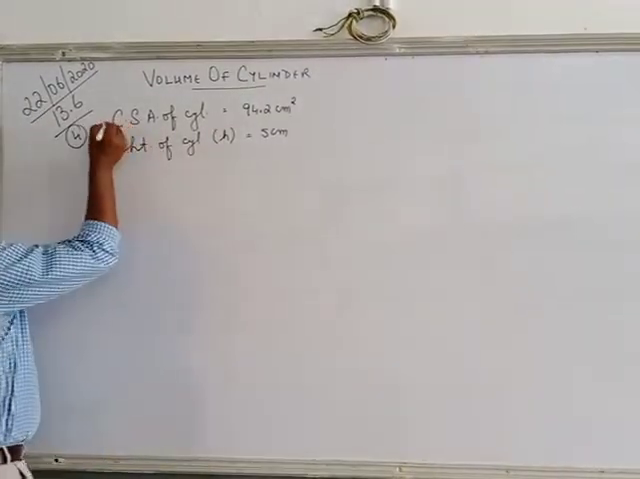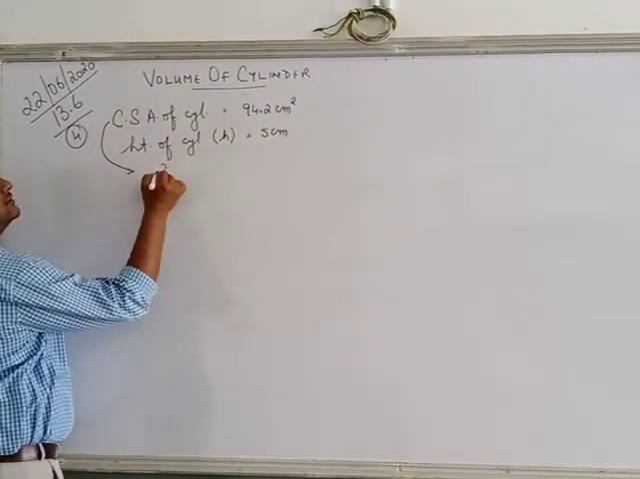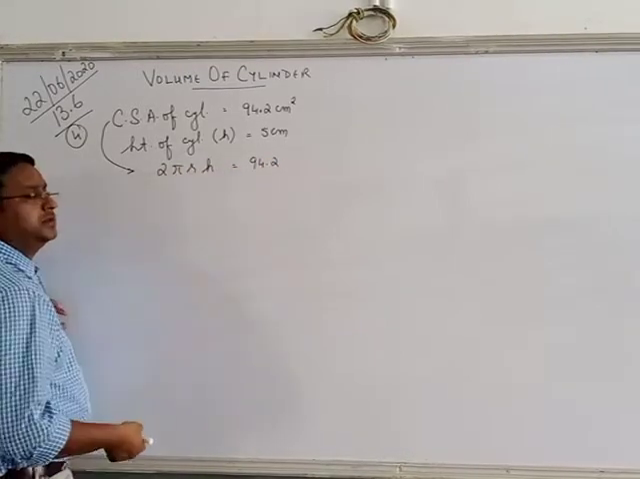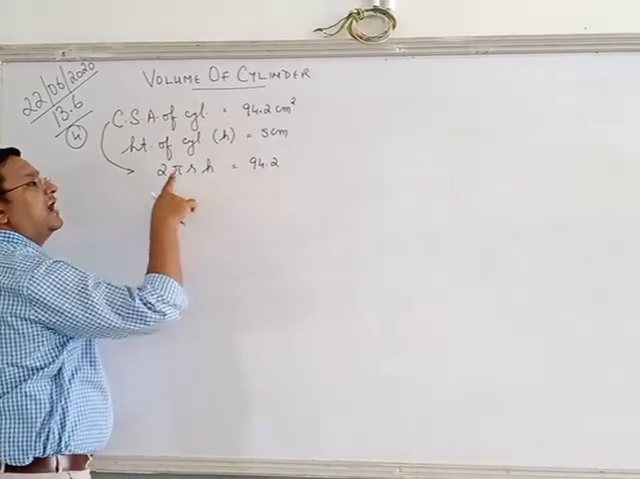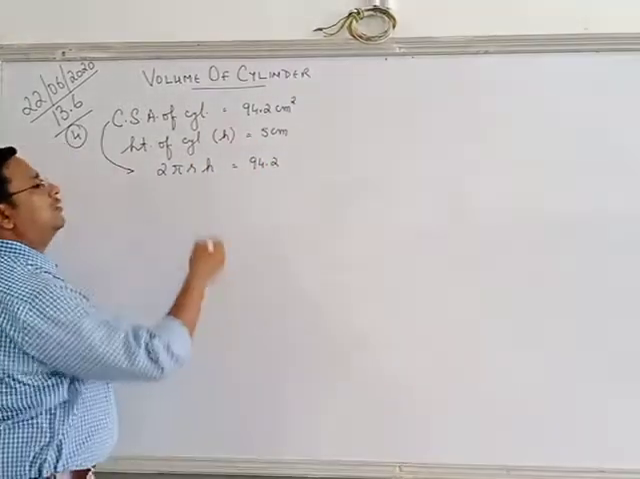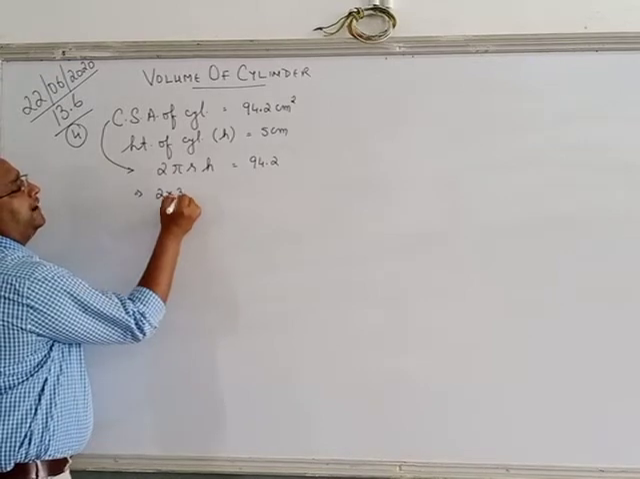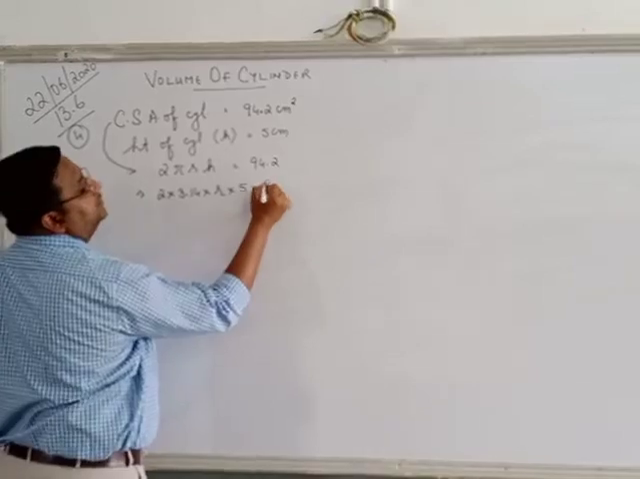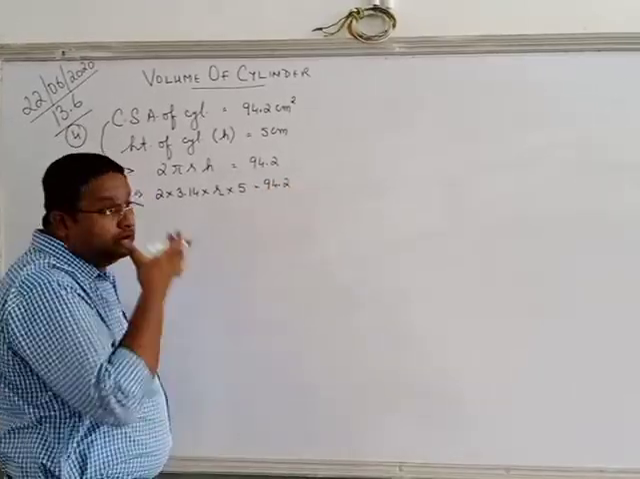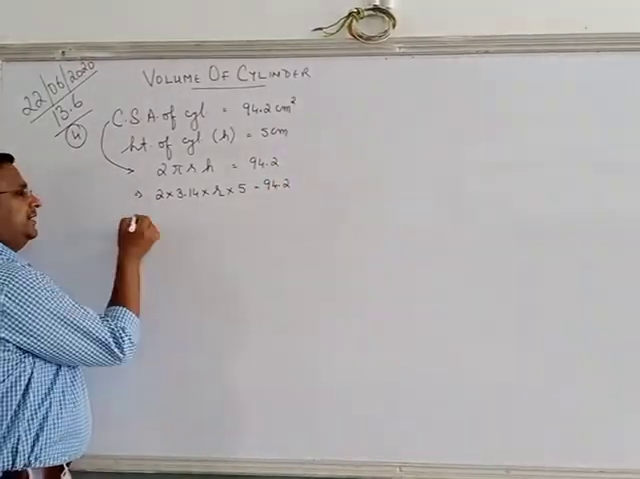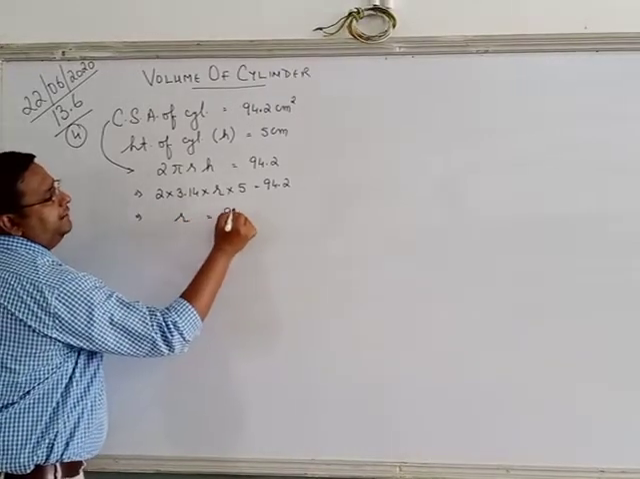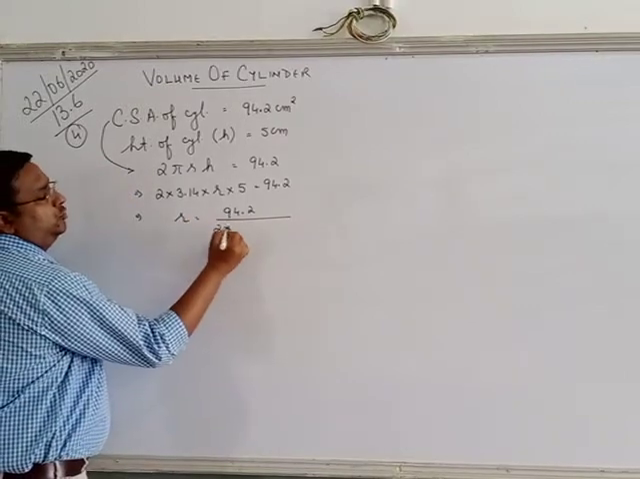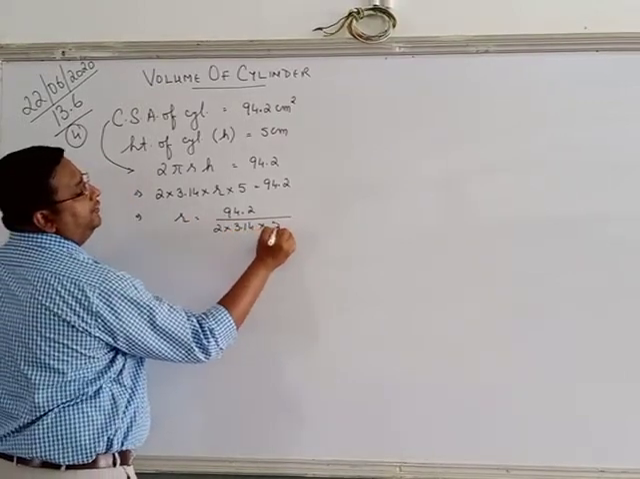So first of all, curved surface area is given to us. What is the formula for curved surface area? 2 pi r h is equal to 94.2. We have h as 5. Pi is given to you 3.14. Substitute it. 2 into pi 3.14 into r, we do not know, h is 5, is equal to 94.2. Can we transpose? r is equal to 94.2 divided by 2 into 3.14 into 5.